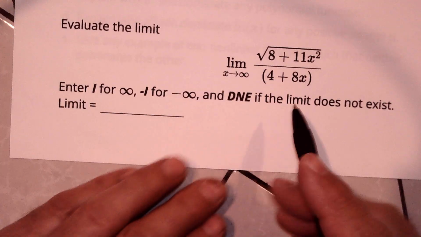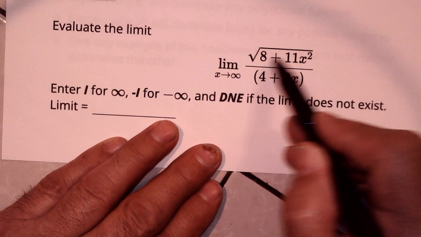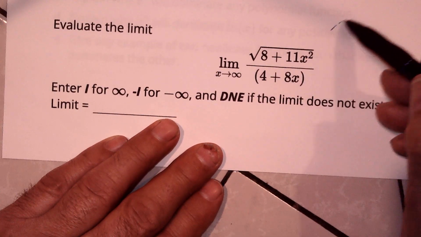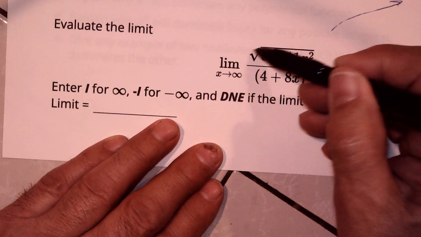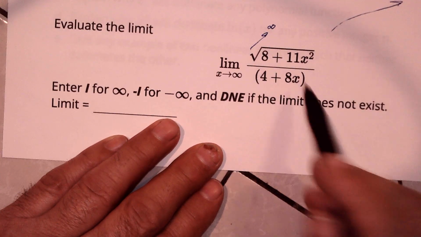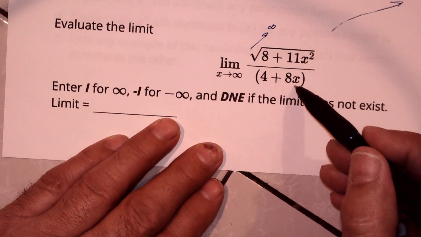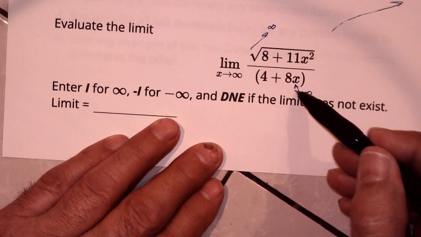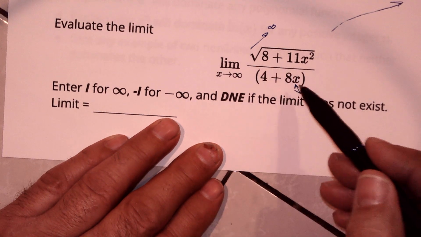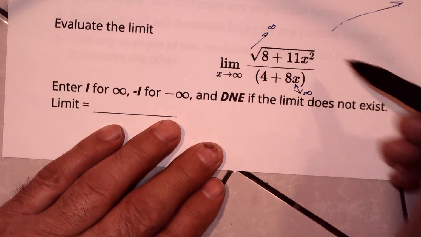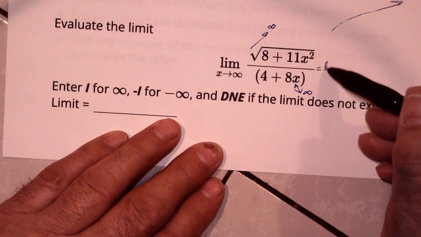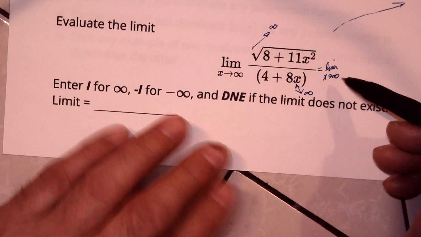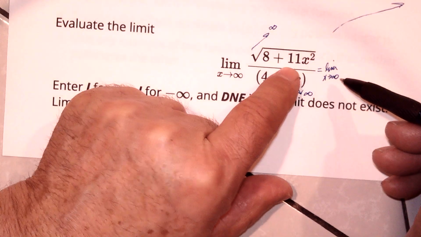Now let's check this one. As x goes to infinity, well, the square root of x squared is going to be sort of like an x. It's just going to keep going up and up and up. So this is going to go to infinity. And this is also going to go to infinity because x is going to keep growing. So L'Hopital's rule applies. So we get the limit as x approaches infinity of the derivative of this.